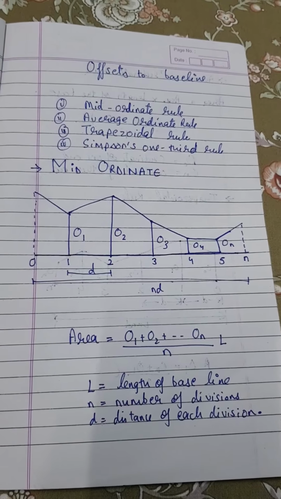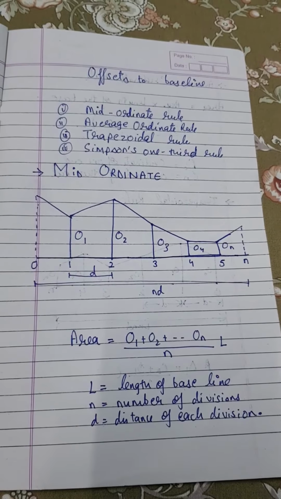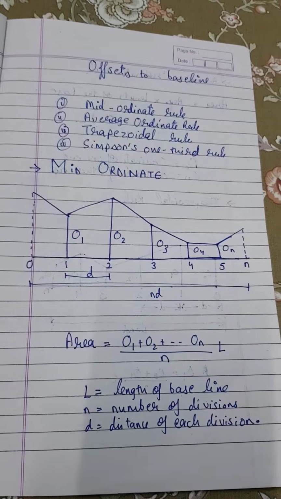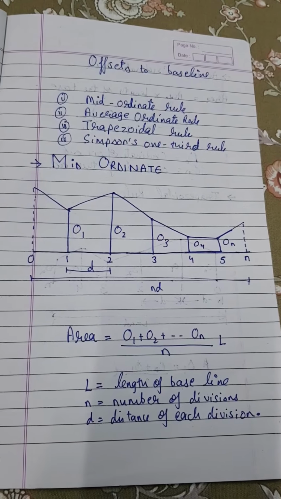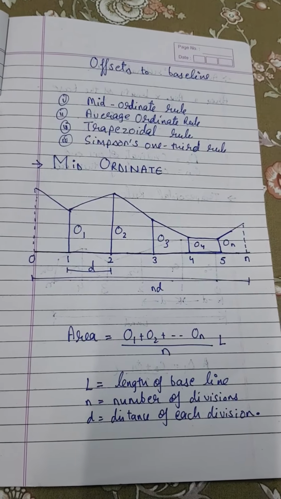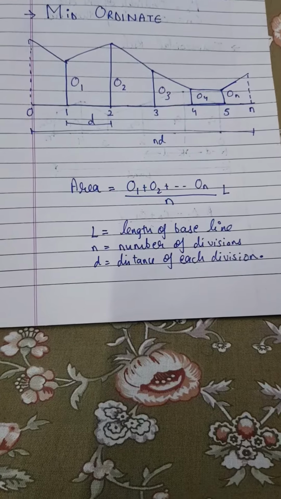Offsets of baseline. Here we have 4 major rules: mid-ordinate rule, average ordinate rule, trapezoidal rule, and Simpson's 1/3 rule.